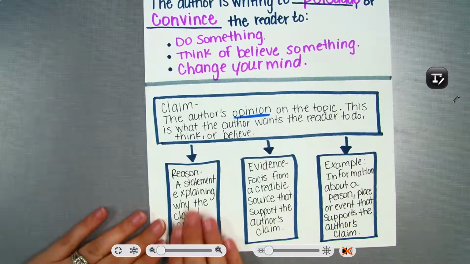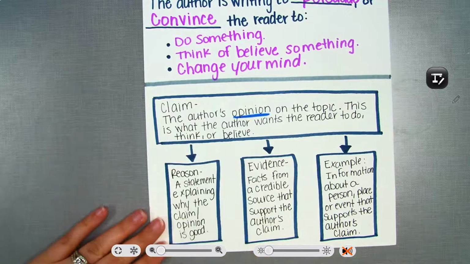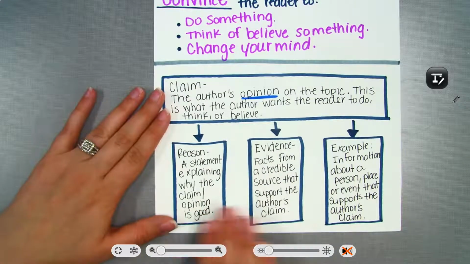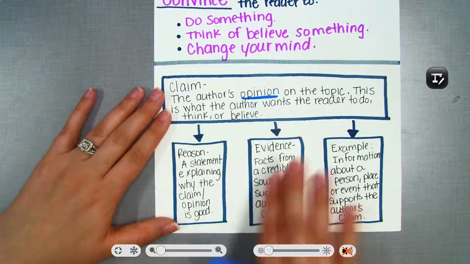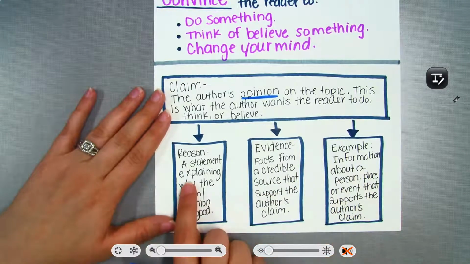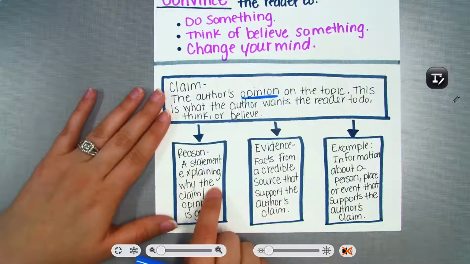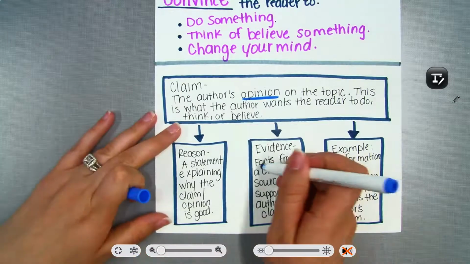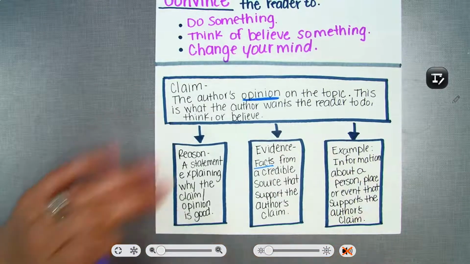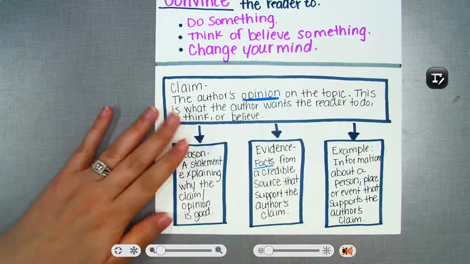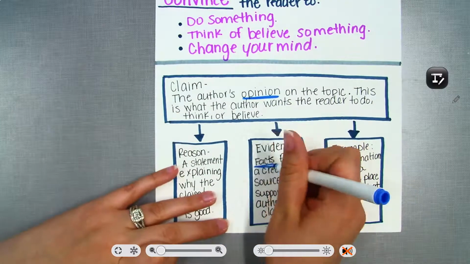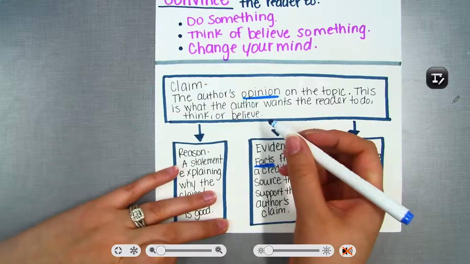It has to be an opinion. And then once the author gives his claim, he's going to give reasons for his opinion, evidence to go with his opinion, and examples. So our reasons are a statement explaining why the claim or opinion is good, evidence, which are facts from a credible source that supports the author's opinion, and then examples. So today we are going to talk about facts and opinions.